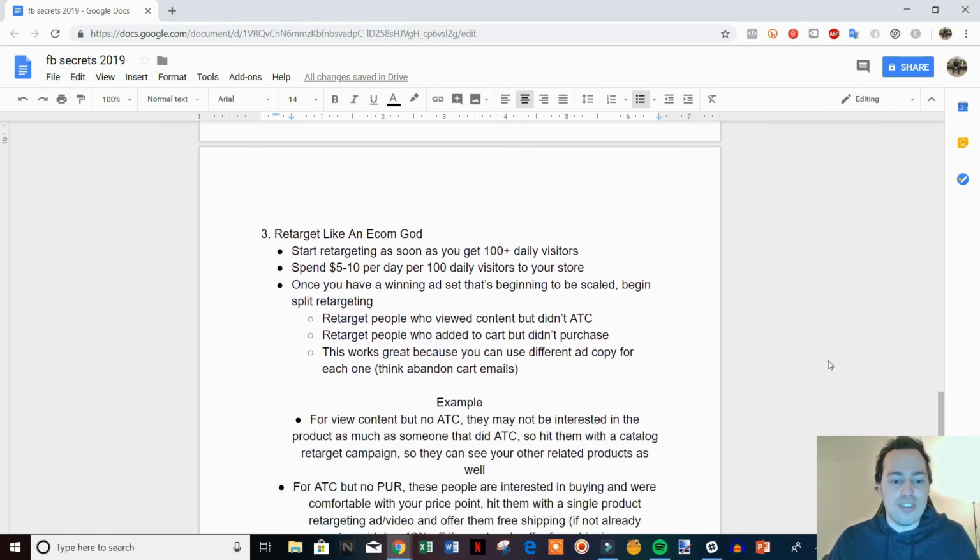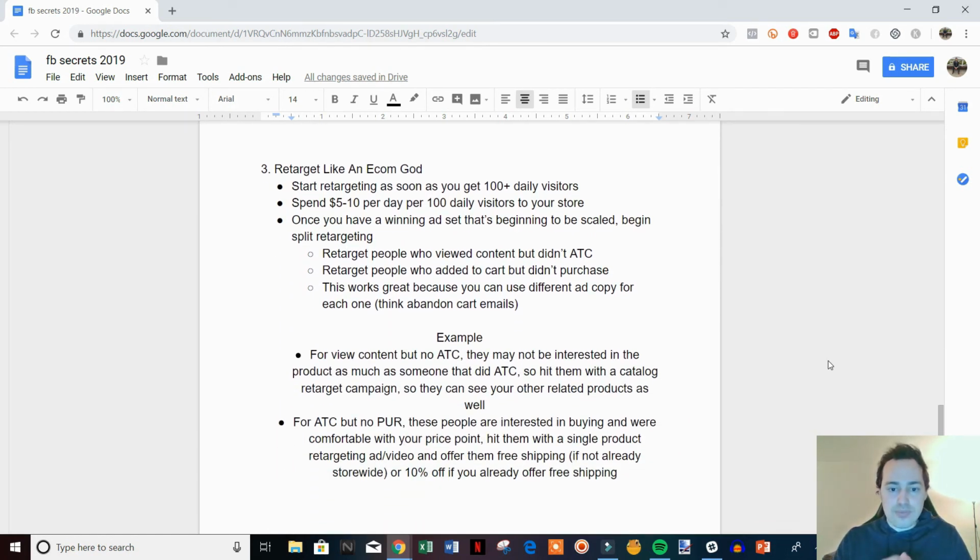So a quick example of this is, let's say for view content people, they may not be interested in the product as much as someone that actually went out there and added the product to their cart. So we could hit them with a catalog retargeting campaign so they can see our other related products as well. So a catalog is one of the most efficient ways to retarget on Facebook because it shows the initial product the person viewed and then it shows related products next to it. So maybe the person wasn't interested in your cat bracelet, but they're interested in your cat backpack or something like that.